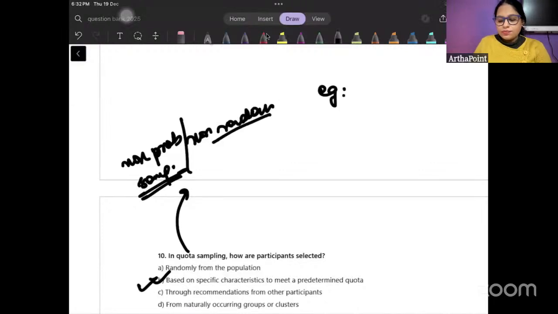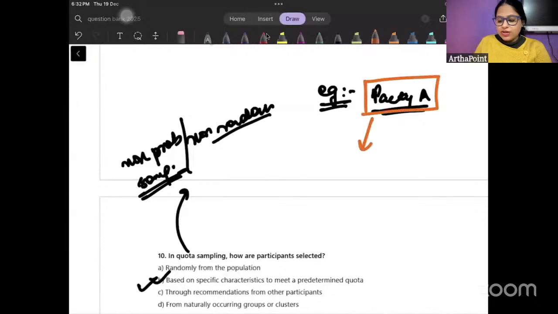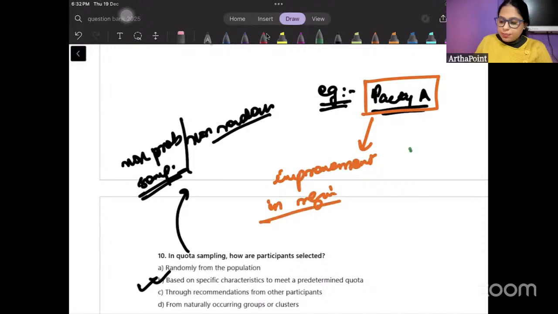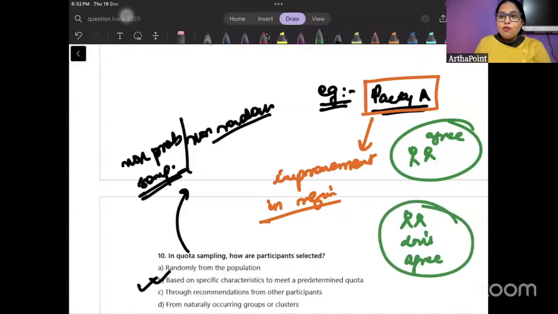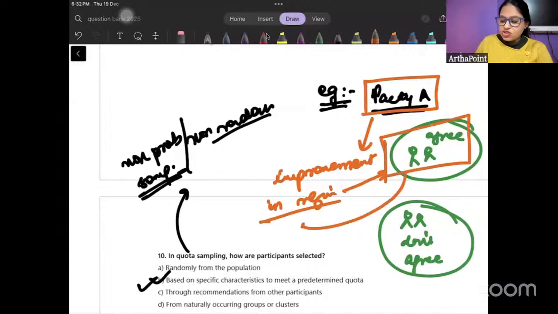Just for example, I am running for votes. Say I am party A. And I want to go ahead and I want to show that we have done significant improvement in my region. Okay. Now there are people who agree to this. उन्हें लगता है कि हाँ मैंने improvement की है. And there are people who don't agree. उन्हें लगता है कि कोई improvement नहीं हुई है. What I do is I purposely select these people and I just question them.